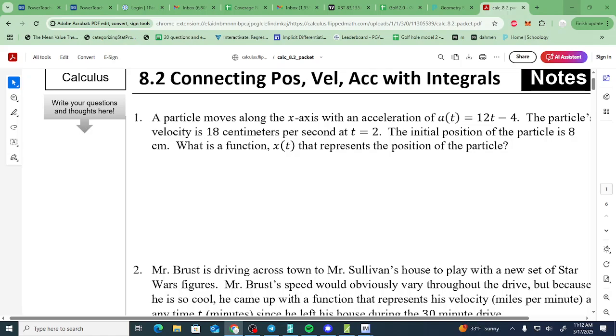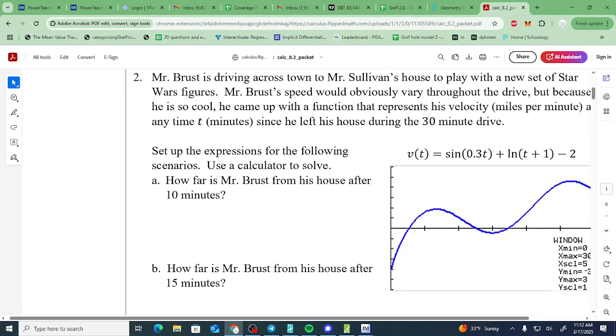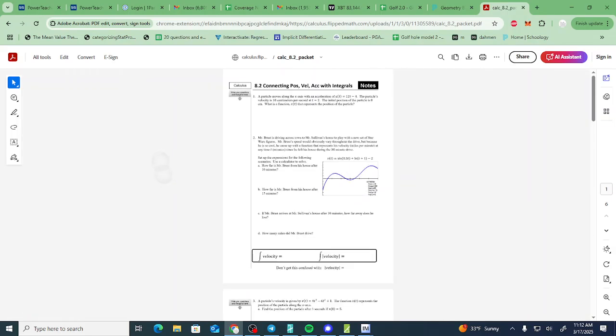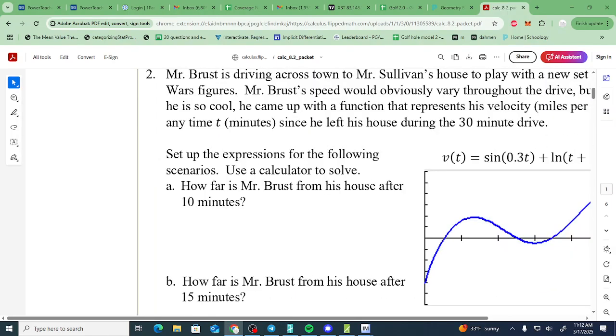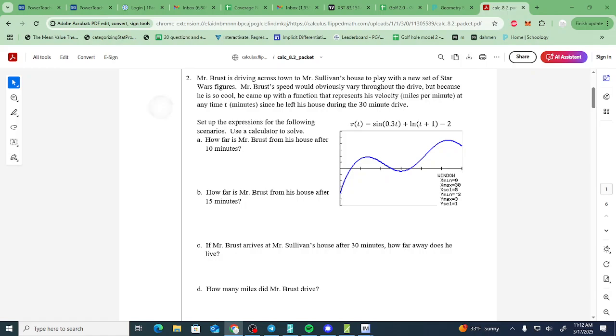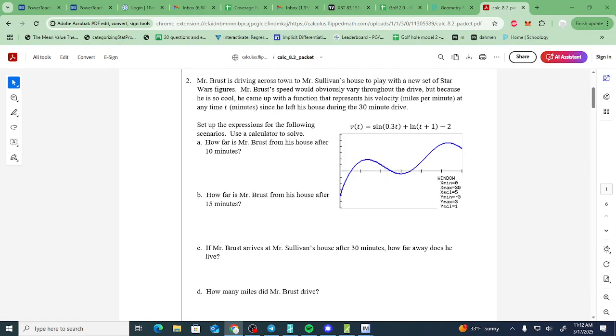All right, second one. Grab a calculator if you don't have it out. So we got a few questions about this graph. All right, this is the velocity.